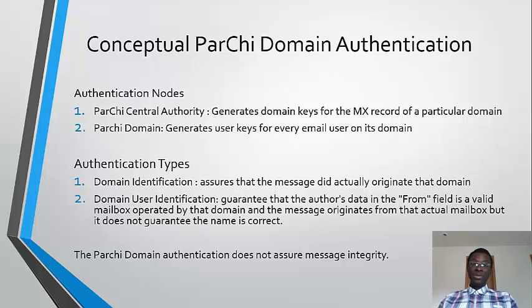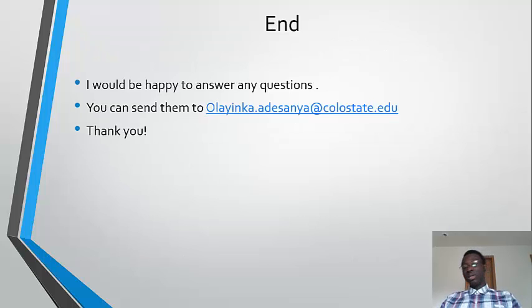And we have two types. We have the domain level identification, and we have the domain user identification. The domain user identification is more robust and more secure in the sense that it ensures that the message originates from an actual mailbox that is operated on that domain, but the domain identification only assures that the email originated from that domain. And this authentication method does not assure message integrity, but only assures the originator of the message.